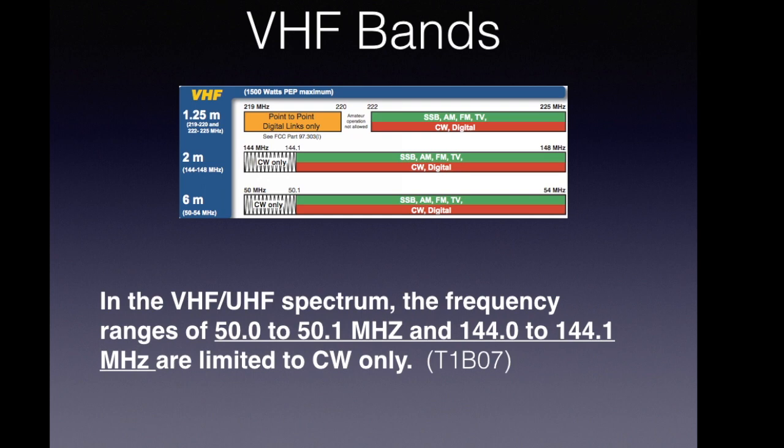You're also expected to know some of the restricted or limited portions of the band, such as the portions of the bands that are limited to CW or Morse code. One of the questions on the exam is: in the VHF UHF spectrum, the frequency ranges of 50 to 50.1 megahertz and 144.0 to 144.1 megahertz are limited to CW only.